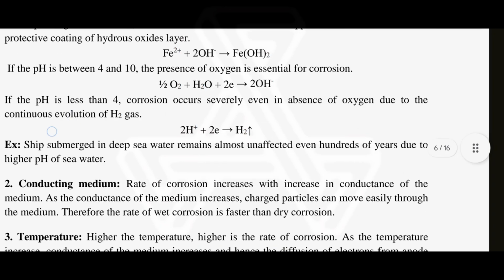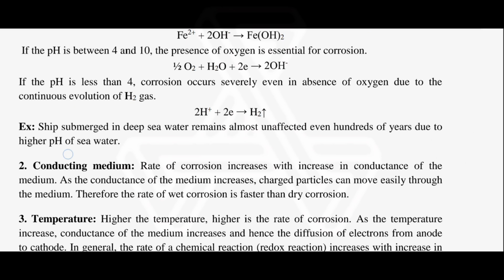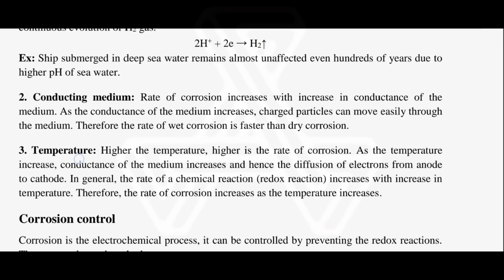If the pH is less than 4, corrosion occurs severely, even in the absence of oxygen, due to the continuous evolution of H2 gas: 2H+ + 2e- gives H2. A ship submerged in deep sea water remains almost unaffected, even for hundreds of years, due to the higher pH of sea water.